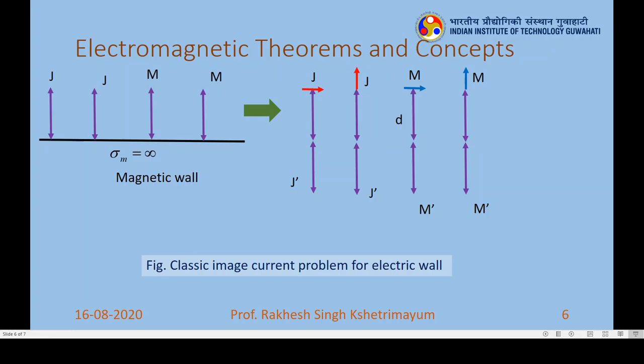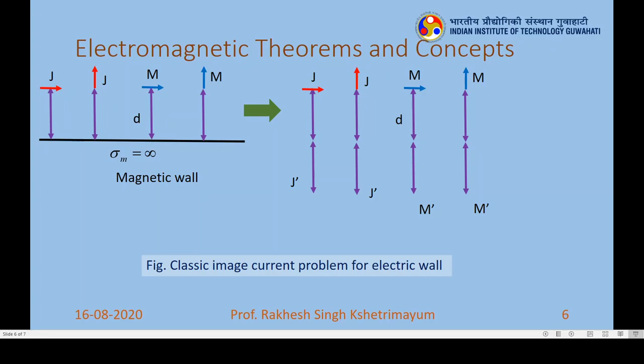One for horizontal at a distance D from the interface, and we are considering the horizontal electric current density, vertical electric current density, and horizontal magnetic current density, which is shown by blue arrow here, and vertical magnetic current density. We are considering these 4 cases. So you have a magnetic wall and you have 4 different cases of electric current density and magnetic current density, horizontal and vertical, both for electric current density and magnetic current density.